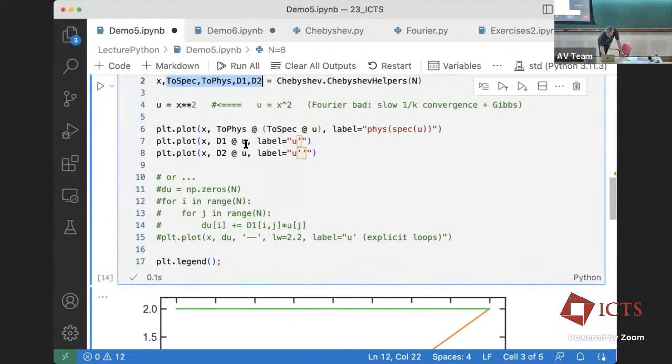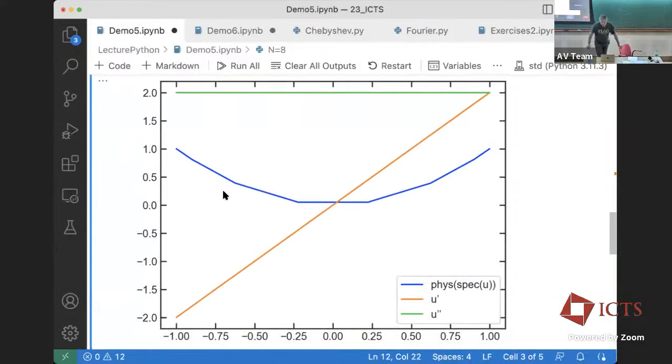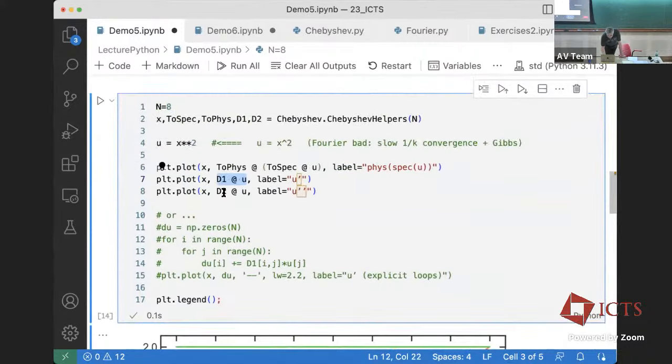The next thing that's going on is I'm multiplying u by the first derivative matrix. This funny at symbol is Python's way of doing a matrix multiplication. And again, what comes back is a straight line. The derivative of x squared is 2x, and it very much looks like it. And the green line is computing the second derivative that just gives you a straight line at 2. So all of this looks like you think it should be looking.